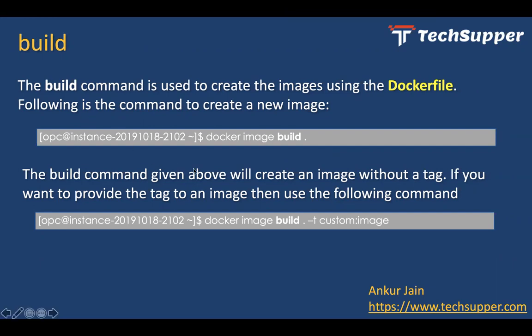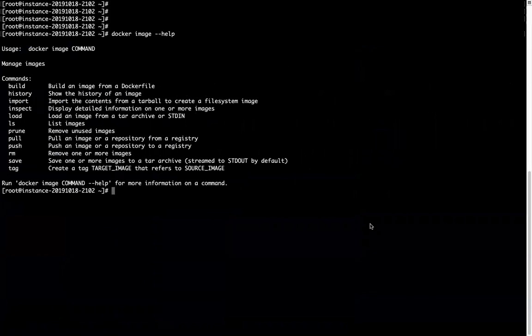The build command given above will create an image without a tag. But yes, once the image is built successfully, it will give you an image ID. But if you want to give a tag as well, if you want to provide a tag to an image, then use the following command: docker image build, then context dot, which means dot is the current context, space -t, and then custom image, which can be your image name, and then tag.